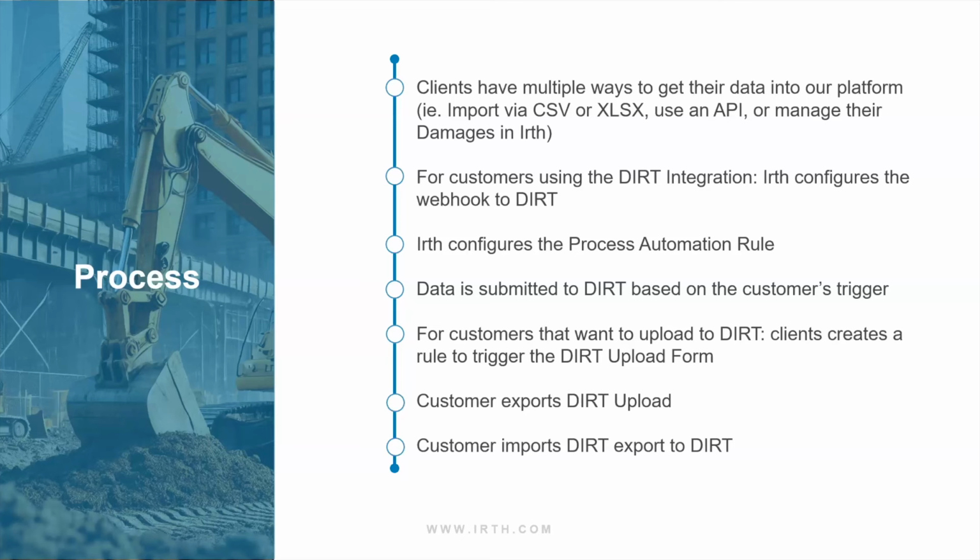Now, for customers using the Dirt integration, what we do is we configure that webhook to Dirt, and that's what translates all of your formatted damage data into the Dirt format and passes the data in real time. When we set the triggers, we configure the process automation rules, and those process automation rules say, it's based on whatever trigger you want. If status is closed of a damage, then send it to Dirt. And that's an example of a rule, very simplistic one. We can make it more complex than that. But at the end of the day, the data gets passed directly to Dirt via these triggers.